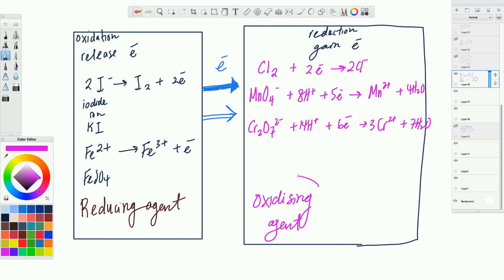They are professional oxidizing agents and they also change color. Potassium manganate is purple to colorless. Potassium dichromate is orange to green. Alright, so you can choose any one of this to react with any one of this. Any one of the oxidizing agents can react with any of the reducing agents. Alright, so there are a few ways you can do electron transfer.